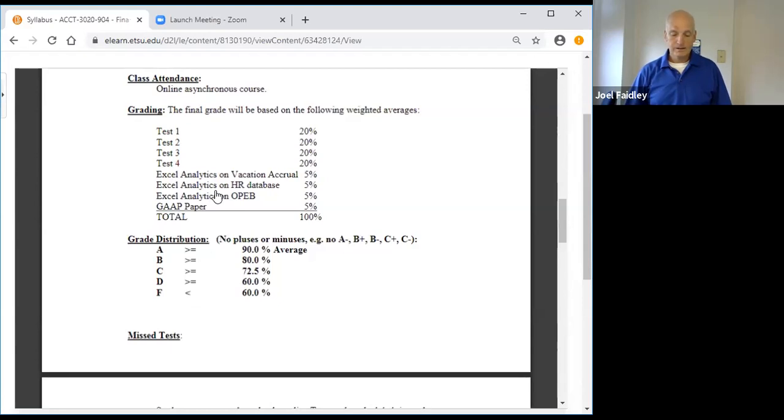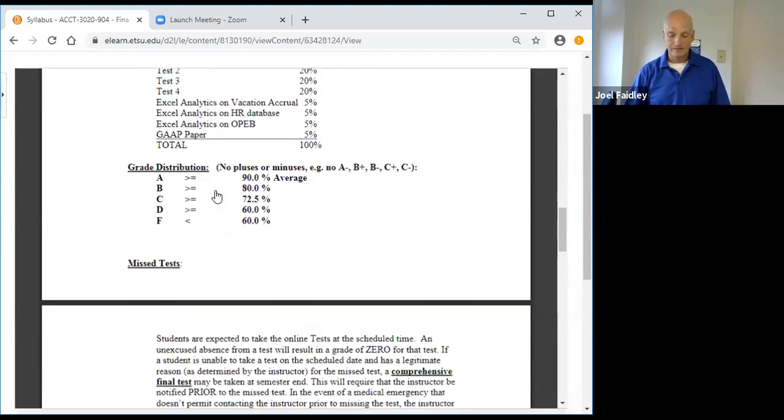Grade distribution: A, B, C, D, and F. You can see the thresholds there. The one you need to make sure you understand is that C is a 72.5. We don't give C minuses, so you cannot move forward with a C minus.